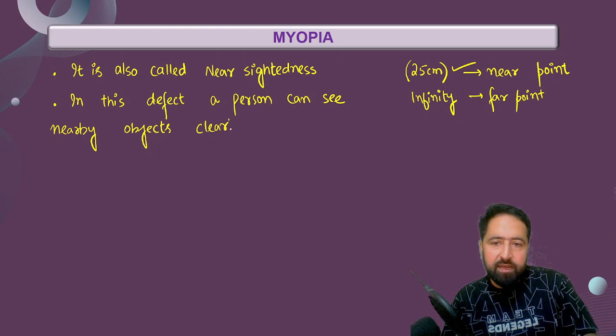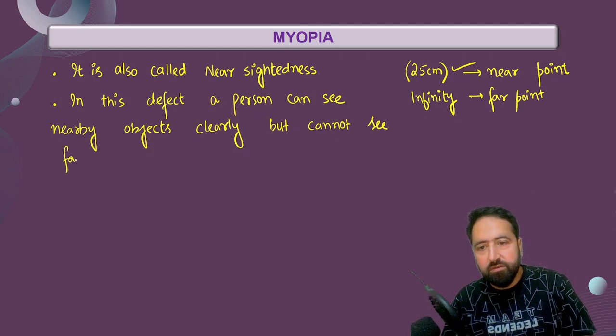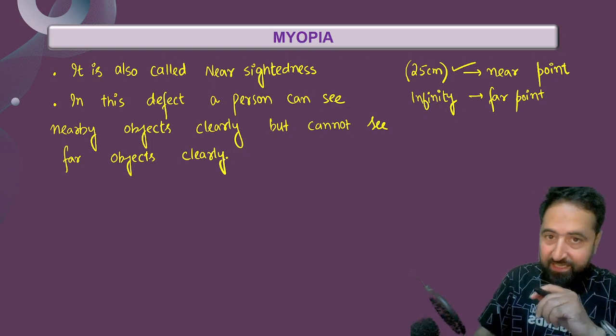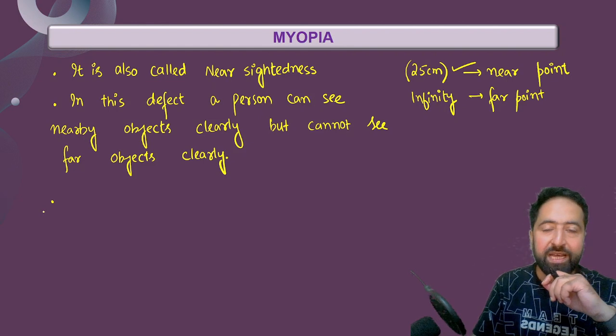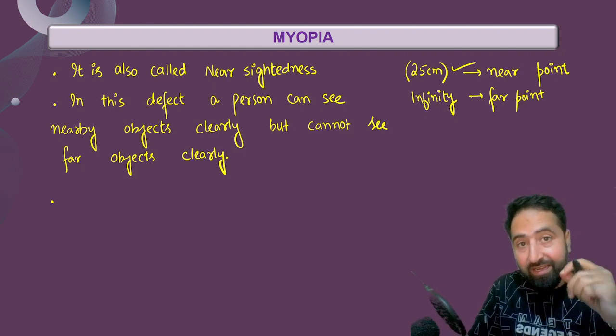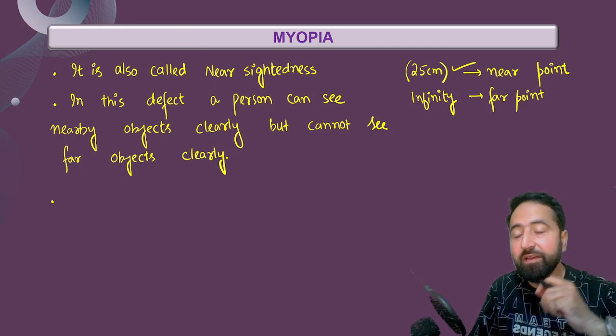Nearby objects clearly, but cannot see far objects. Okay, cannot see far objects clearly. दूर की चीजें वो अच्छे से नहीं देख पाएंगे. Okay, अब what happens in this is that, as I said, that defect तभी आएगा जब इमेज जो है वो रेटिना पे नहीं बनेगी। When the image will not be formed on the retina, then there will be the defect.